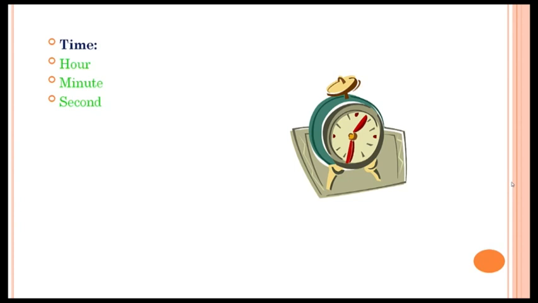Time measurement units that we use all over the world are hour, minute, and second.